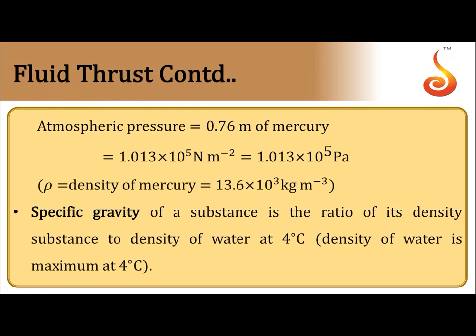Atmospheric pressure is about 0.76 meter of mercury, that is 76 centimeter of mercury. It is equal to 1.013 into 10 power 5 Newton per meter square. Newton per meter square is called Pascal. Density of mercury is 13.6 into 10 power 3 kg per meter cube. Remember, mercury is a metal, but it is liquid. Specific gravity of a substance is the ratio of density of the substance to density of water at 4 degree Celsius. You know very well, density of water is maximum at 4 degrees.